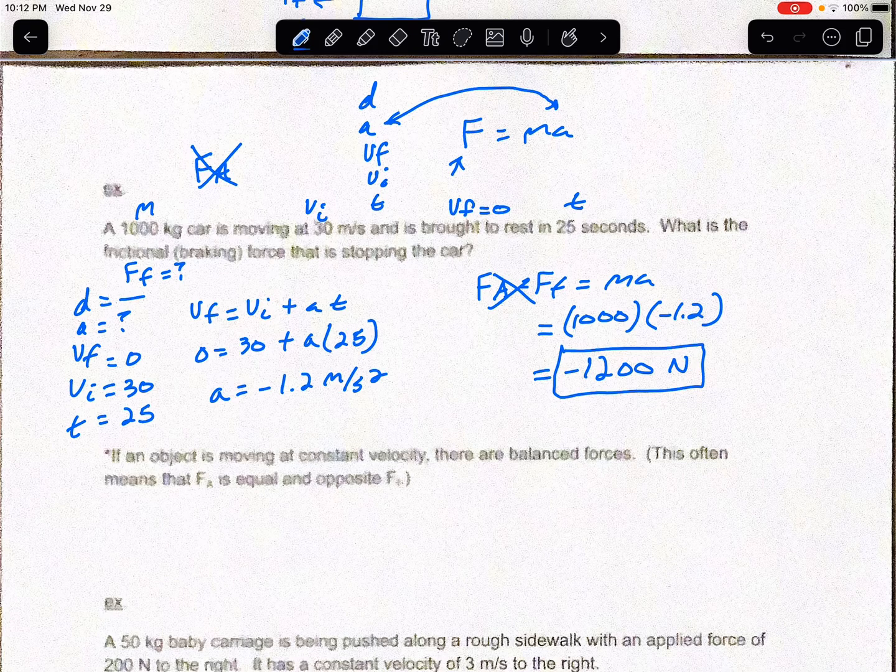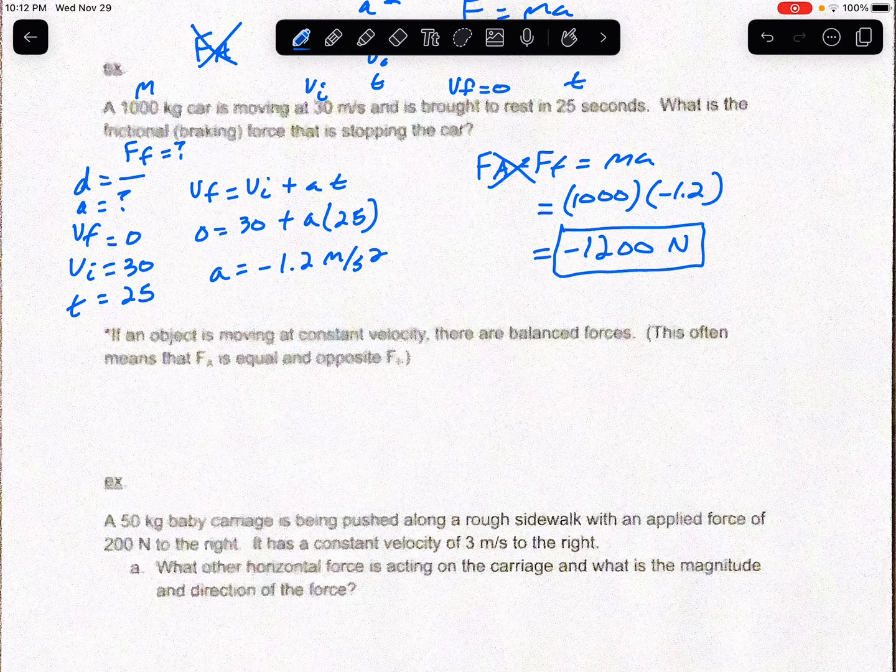It says, if an object is moving at a constant velocity, so watch out for constant velocity, there are balanced forces. That means everything's nice and balanced. There is no uneven forces. This often means that FA is equal and opposite to FF. So that means I have like an object here. That means my FA is going to be the same as my FF.